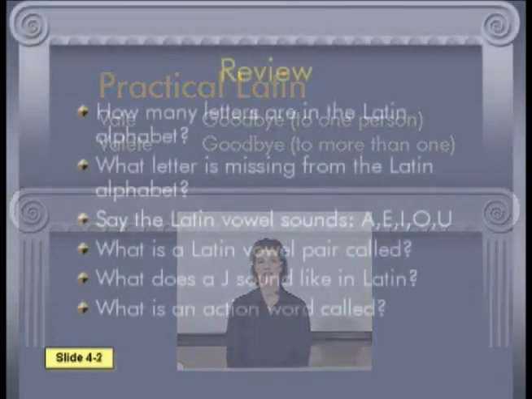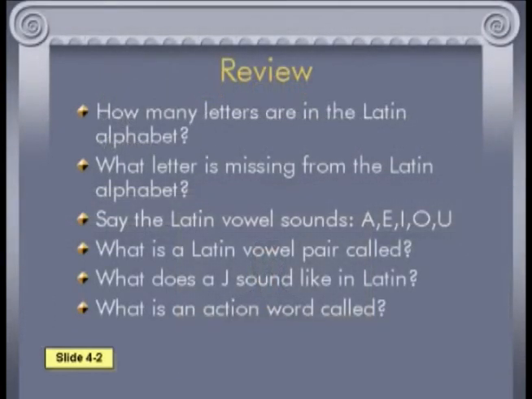Now, before we continue, it's important that we keep up with the information that we've already learned. So let's have a quick review. Let's start with the Latin alphabet. How many letters are in the Latin alphabet? Correct, 25. And what letter is missing from the Latin alphabet? Right, the W.